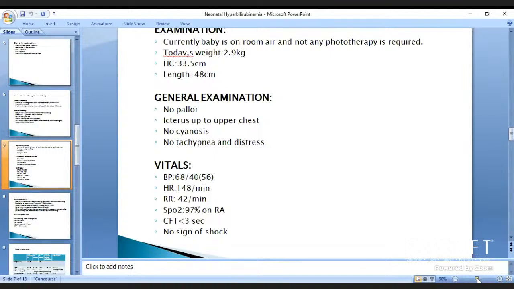On examination, I examined the baby in the mother's lap in good daylight. Currently, the baby is on room air and does not require phototherapy. Today's weight is 2.9 kg with a head circumference of 33.5 centimeters and length of 48 centimeters. In bright daylight, there is no pallor, but icterus up to the upper chest was present. No cyanosis, no tachypnea or distress. Vitals measured show BP of 68 by 40 and mean BP of 56, measured by NIBP on the right arm. Heart rate was 148 per minute, respiratory rate was 42 per minute, and SpO2 97% on room air, not showing any signs of shock, and CFT less than 3 seconds.